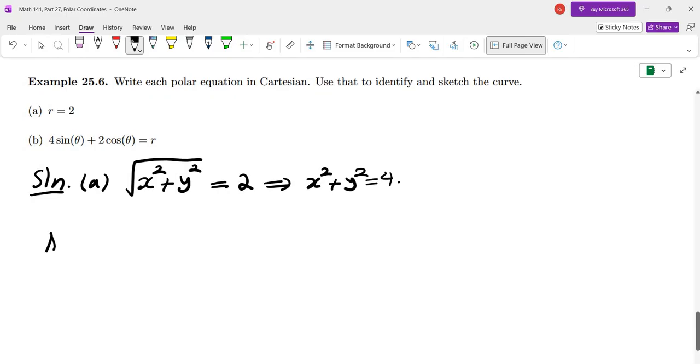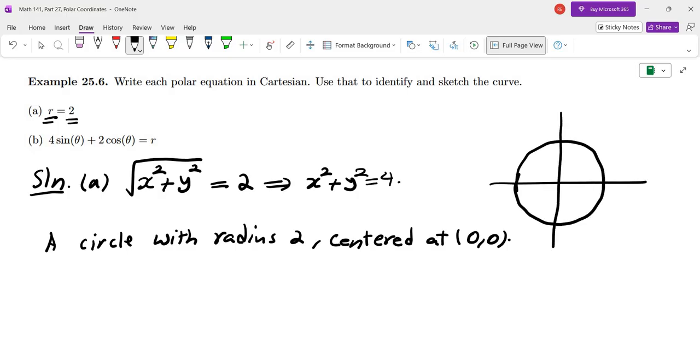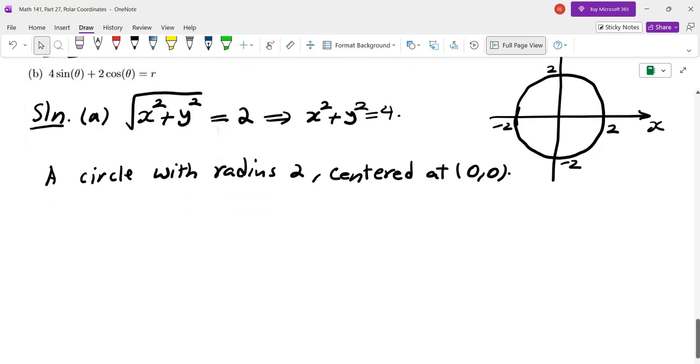So what is that? This is a circle with radius 2 centered at the origin. And it was also kind of clear from the beginning because the distance to the origin is 2. So that's exactly the definition of a circle. The circle is the set of all points with a fixed distance to the center. So it is this circle. Let's look at the next part.